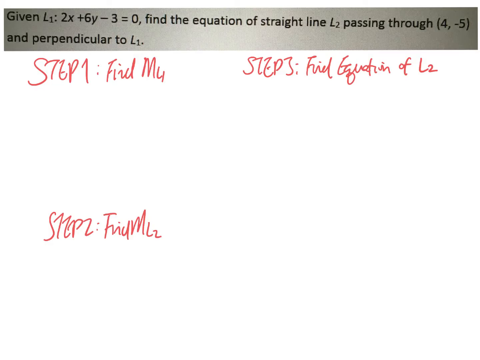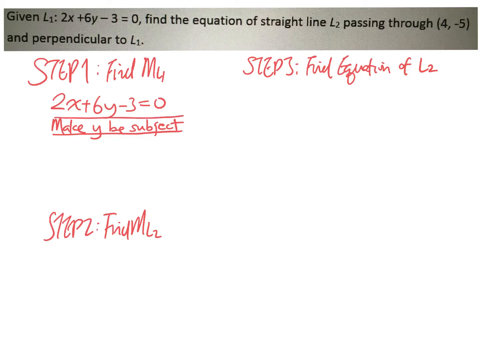Let's get started. How to find the slope of L1? We're given the equation. So the key point is we need to make y the subject. For this question, we will leave the 6y on the left and then move the 2x and minus 3 to the right. That is negative 2x plus 3. And then we divide by 6 on the right.